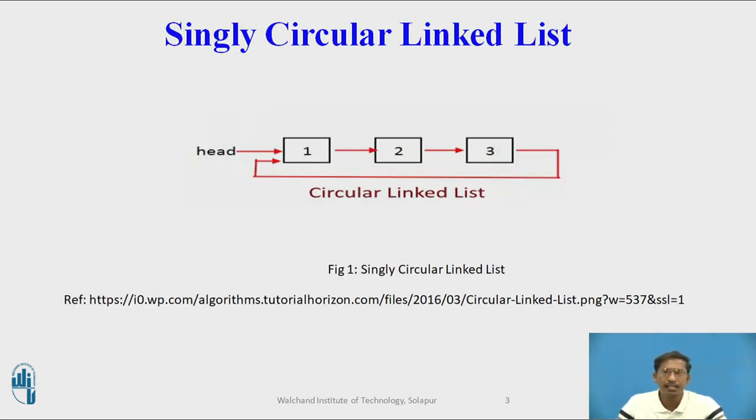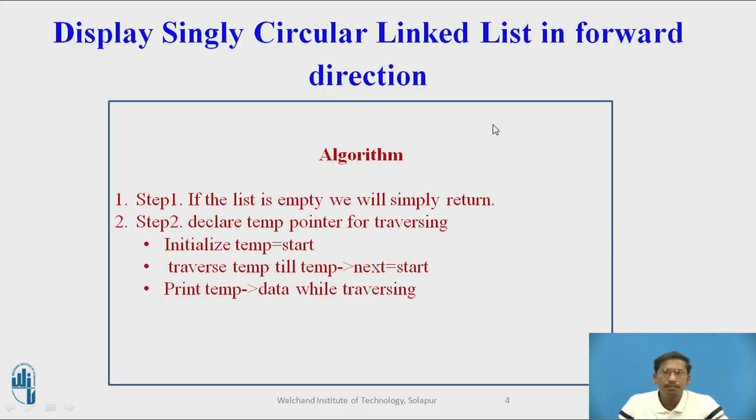Now this is a singly circular linked list, where the linked list contains some nodes, and the last node's next part will always hold the address of head or start, that becomes circular. Now we will see an algorithm for displaying singly circular linked list in forward direction.